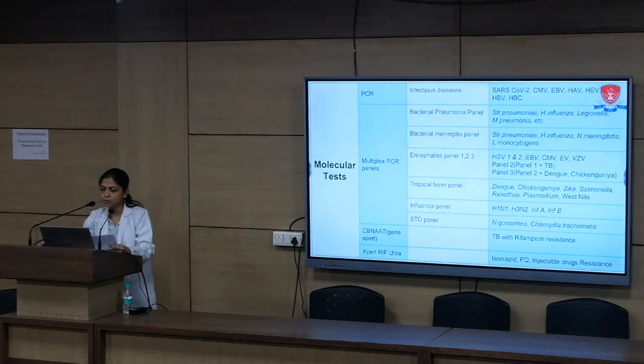Then we have cartridge-based nucleic acid amplification test, CBNAAT, which is done for mycobacterium detection with rifampicin resistance. Then we have Xpert RIF Ultra, which is also an advanced form of CBNAAT, used for paucibacillary tuberculosis or extrapulmonary tuberculosis, which can detect a very minimum number of bacteria present in the sample, and also detect the resistance against the second line and other injectable drugs used in tuberculosis.